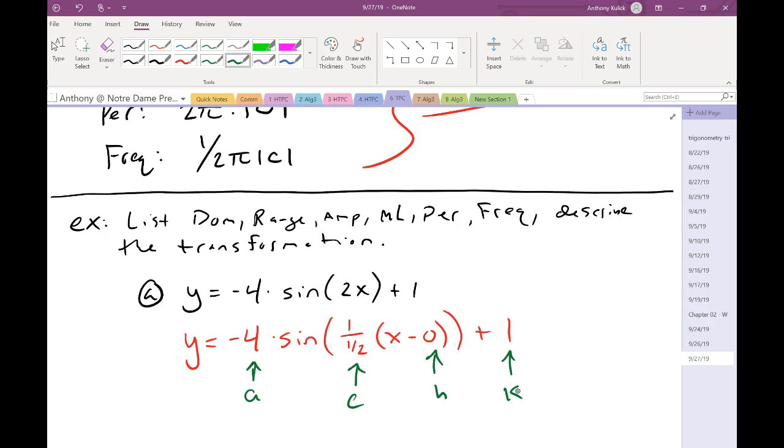You don't necessarily have to do that in the problem if it's easy for you to see what the values are. But for the purpose of the notes, I think it helps for me to show you how I knew that, say, the C was 1/2 rather than 2, or why the H is 0. When I write it in that standard form, it becomes really easy to see that.